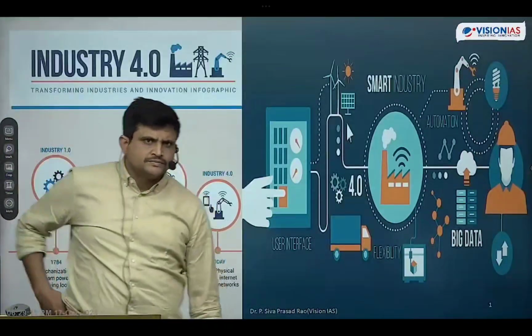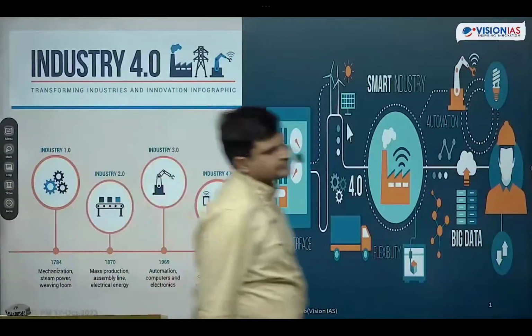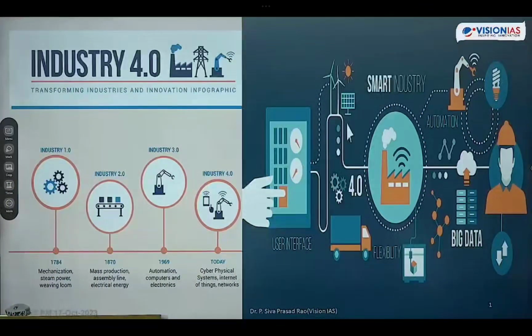Industrial revolutions are categorized into the following types. Industry 1.0 is based on mechanization and steam power. The second industrial revolution is based on electrical energy and mass production.